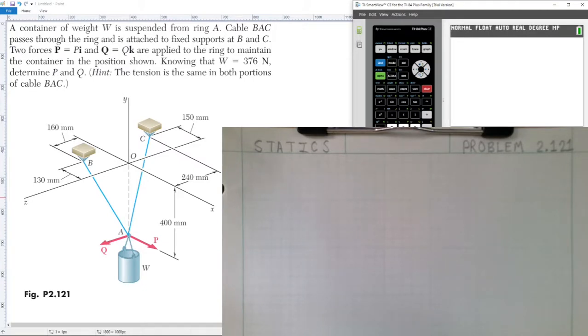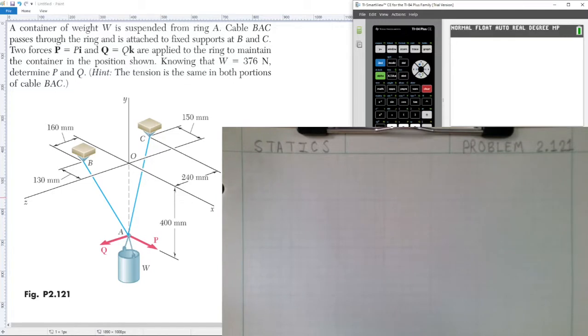So problem 121 says, a container of weight W is suspended from ring A. Cable BAC passes through the ring and is attached to the fixed supports at B and C. Two forces, P equals P i hat and vector Q equals Q k hat, are applied to the ring to maintain the container in the position shown. Knowing that the weight is equal to 376 newtons, determine P and Q.